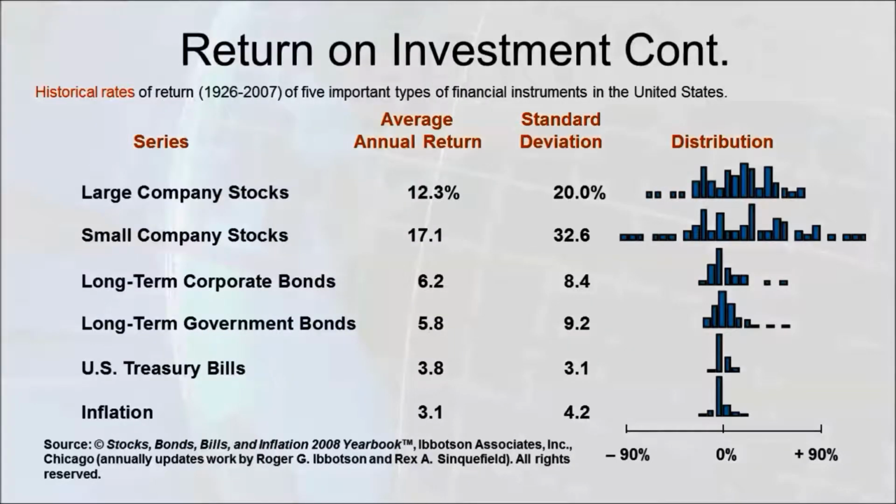Here I just want to briefly talk about historical return. These are the 5 major financial instruments in the US. Large company stock, the average return during 1926 through 2007 was 12.3%, with 20% standard deviation. So risk was 20%, return was 12.3%. Small stock had 17.1% with 32.6% risk. Treasury bill had 3.8% average return with 3.1% standard deviation.